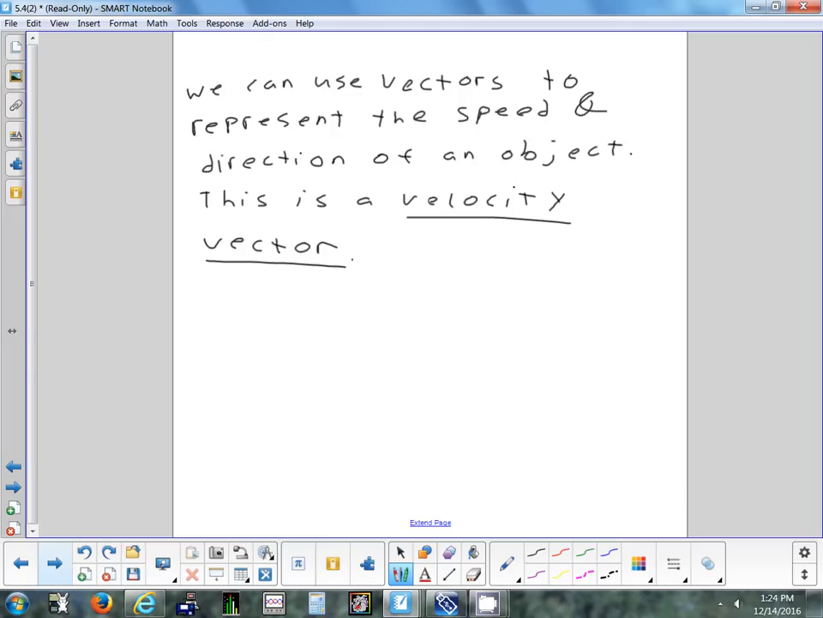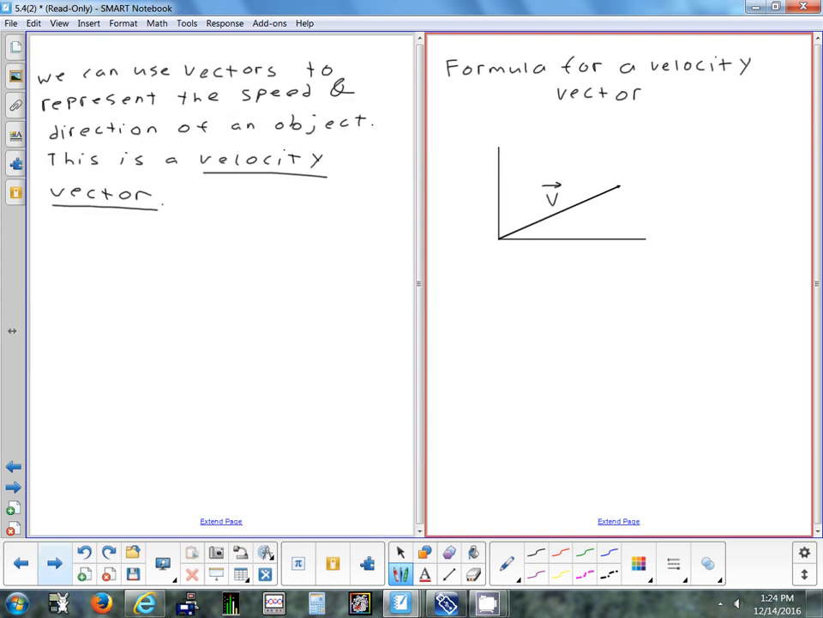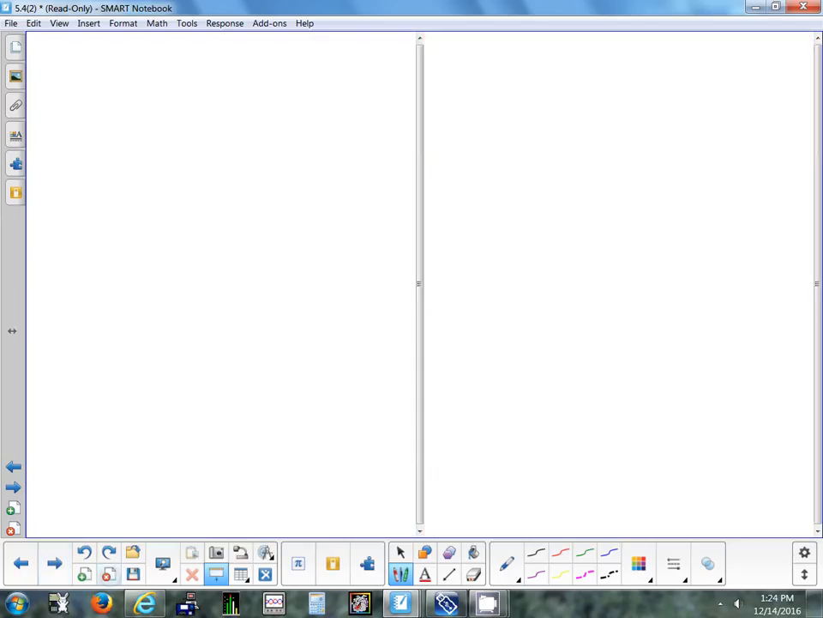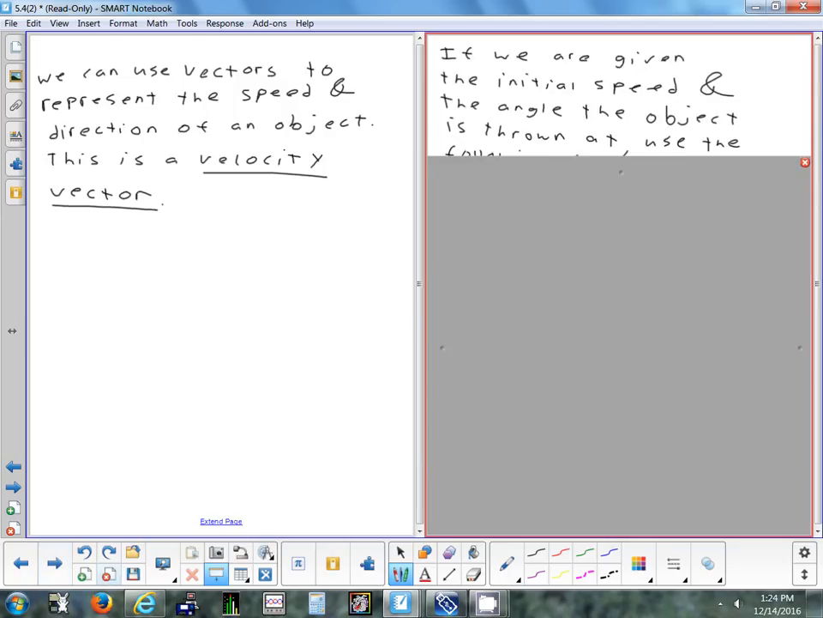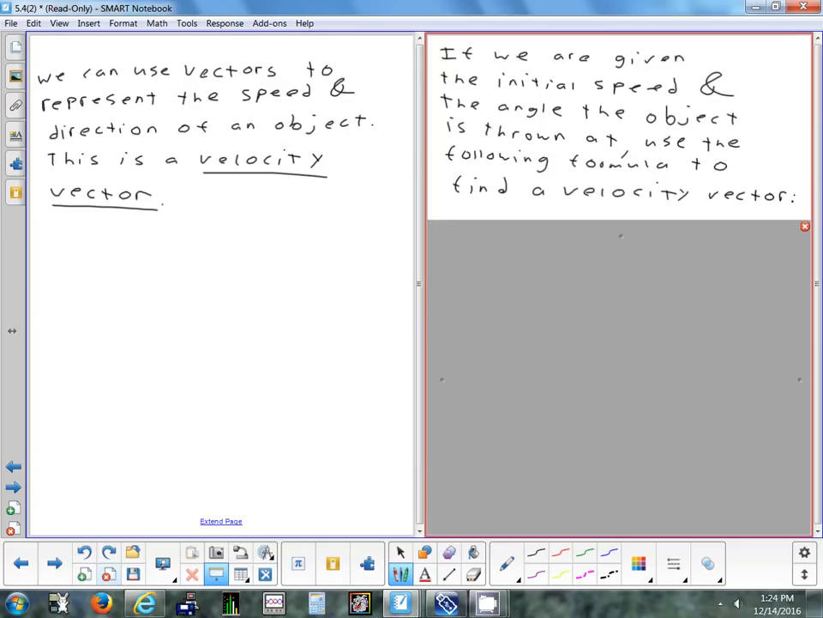Okay, and so I can save some time for the last example, I'm going to give you the formula for a velocity vector. They have to give you 2 things in order for you to write a velocity vector. You've got to know how fast the object is going, and you have to know the angle that it's traveling at. So as long as they give you this and that, you can use the following formula.